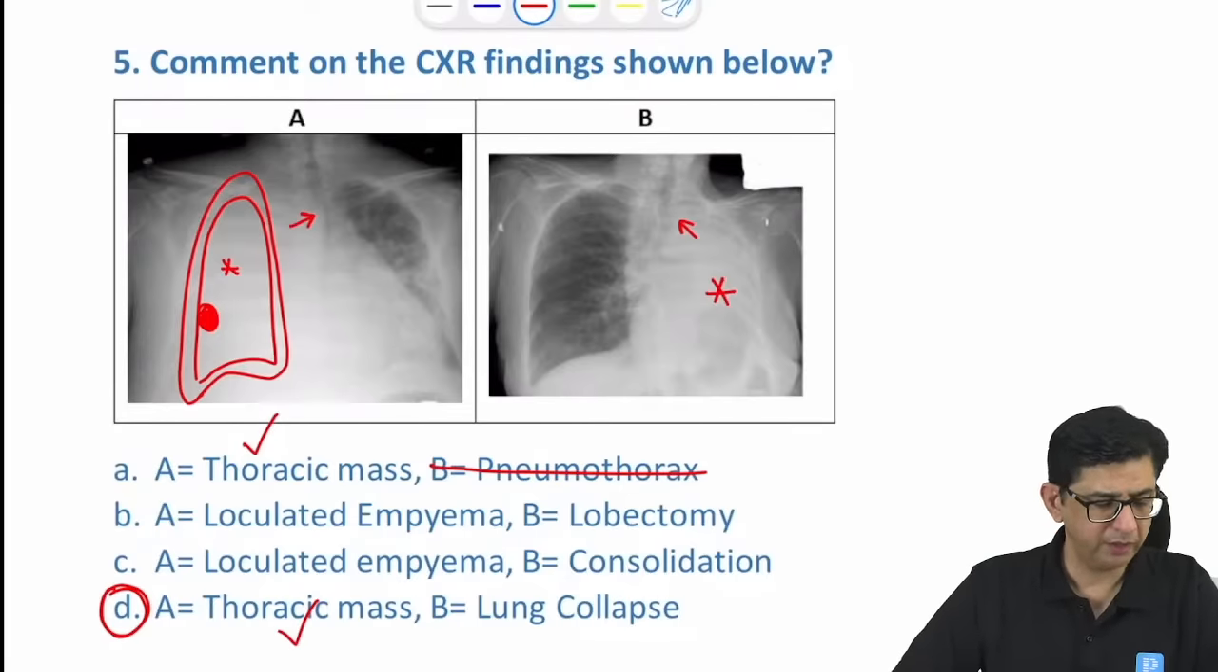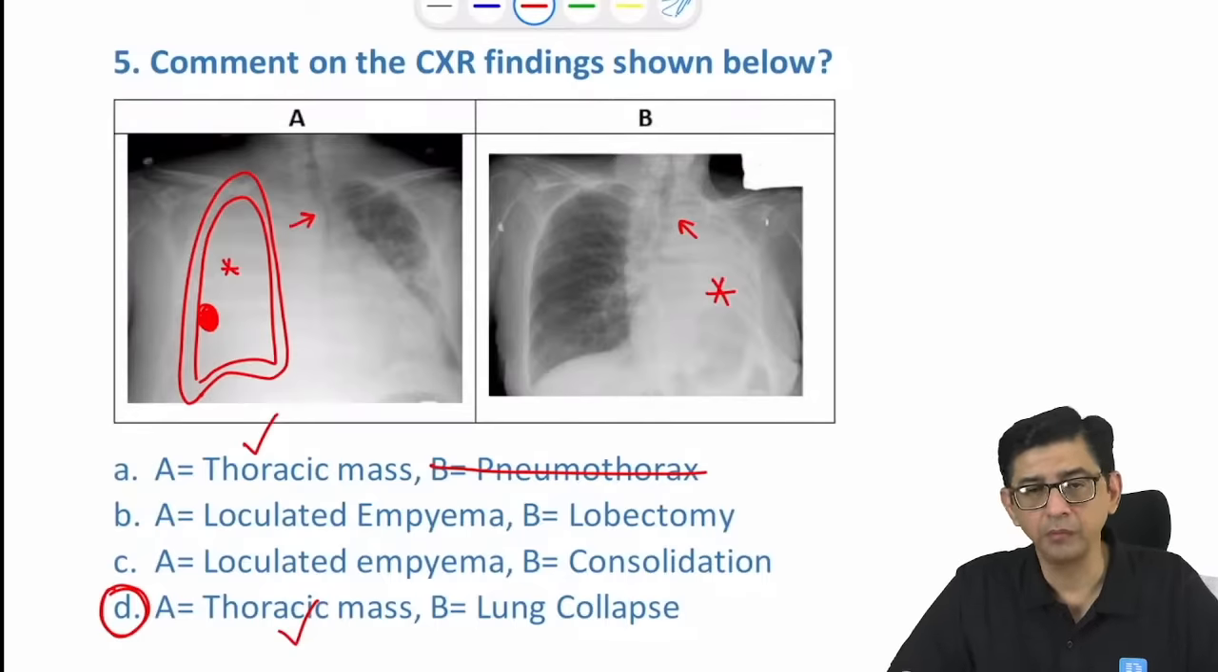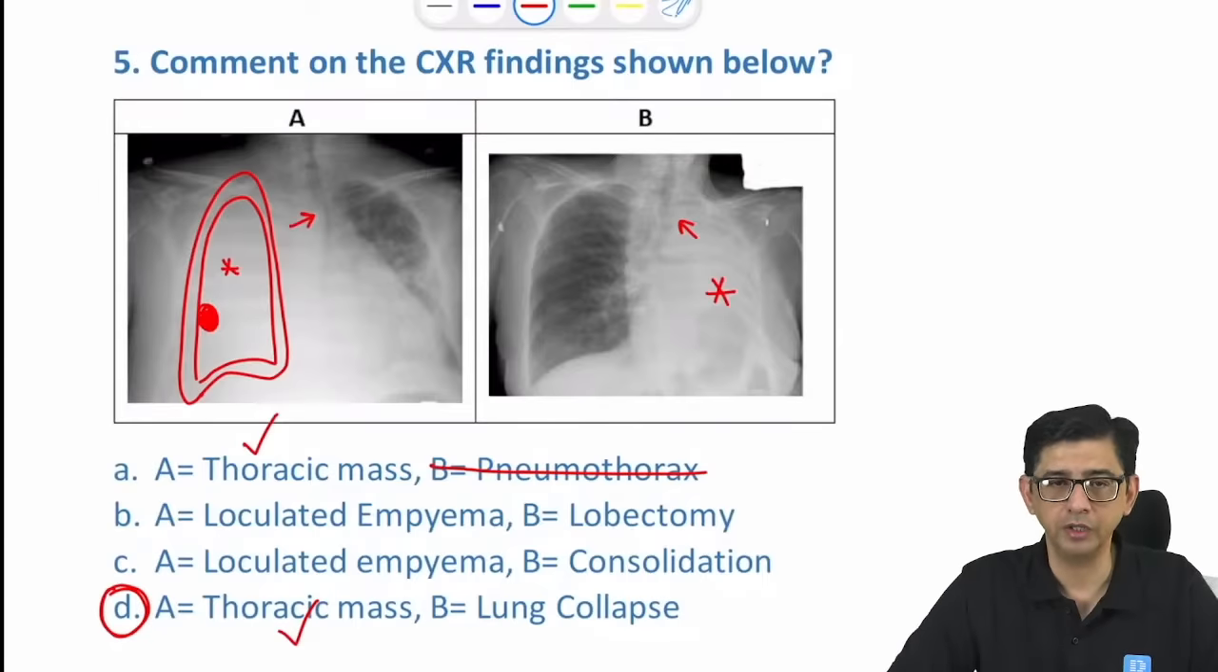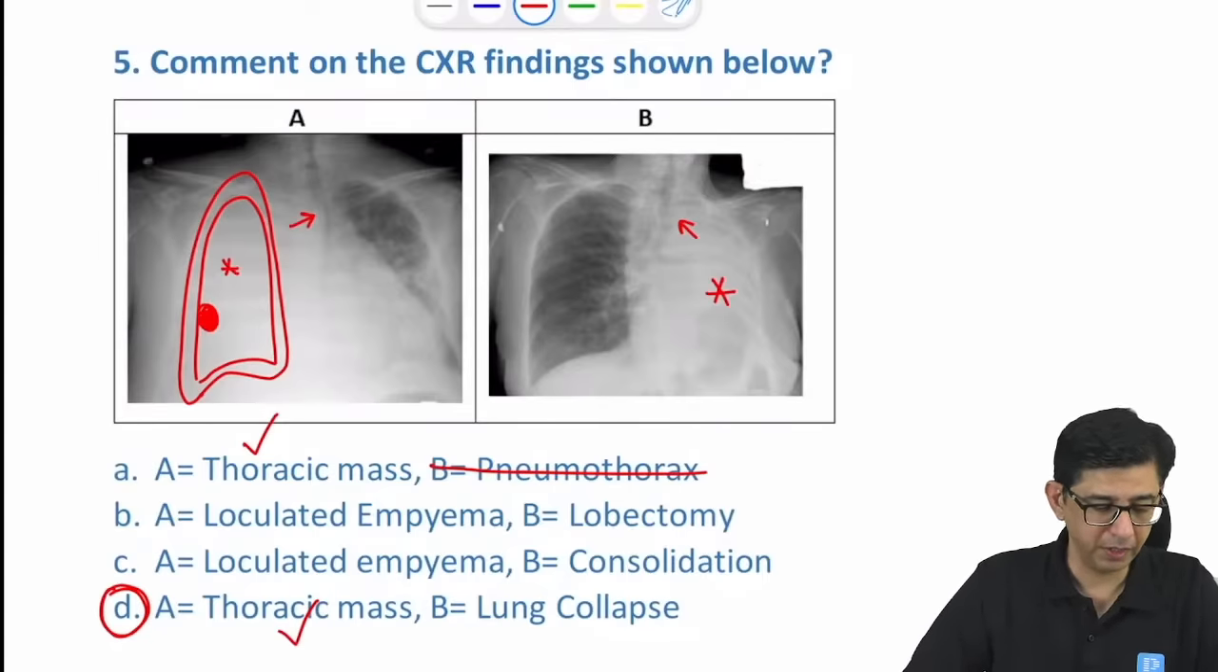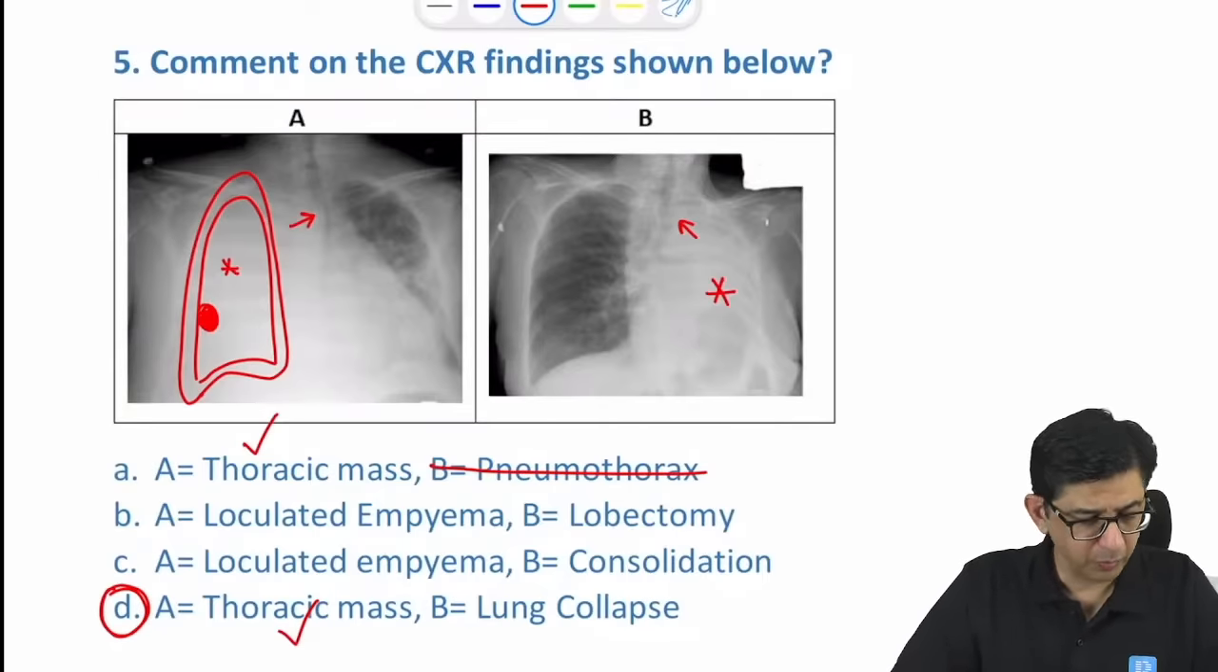Yep, that's right, Pratyush. The trachea would come to the same side. Exactly. So it's coming to the same side only in a segmental collapse, and in the other one, it's going to the contralateral side. A can be a massive pleural effusion.